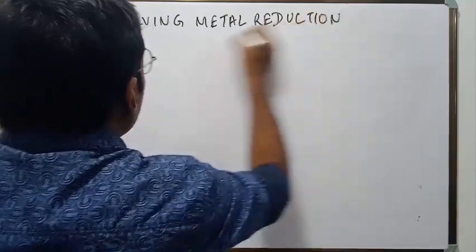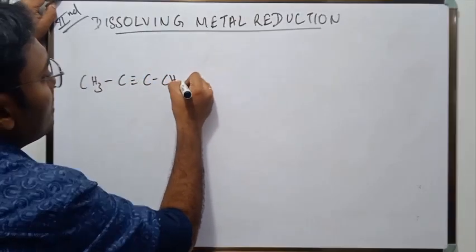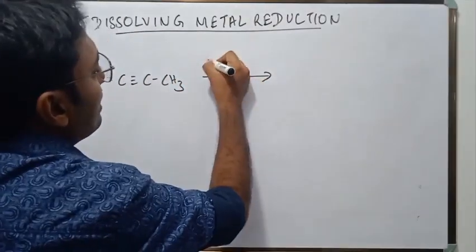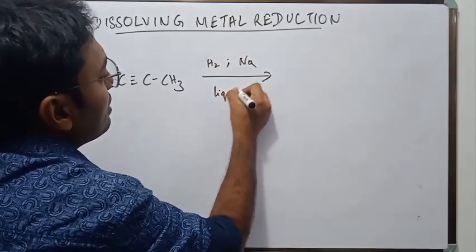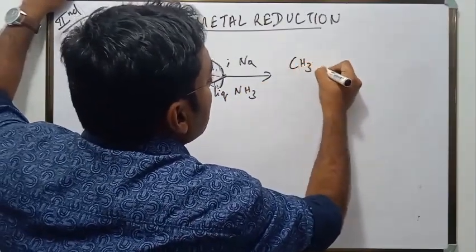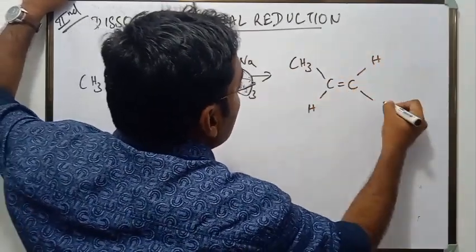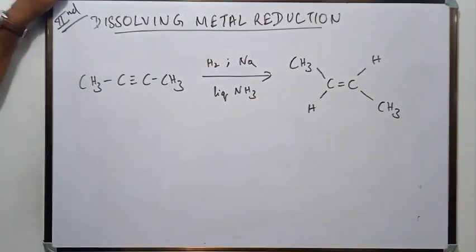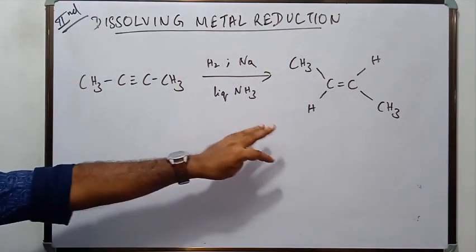So in this reaction, let us see what is happening. We are taking a substituted alkyne, 2-butyne. You are hydrogenating it in the presence of sodium and liquid ammonia. What you get is a trans alkene, like this. Butene, yes, but trans-2-butene. You get trans-2-butene.